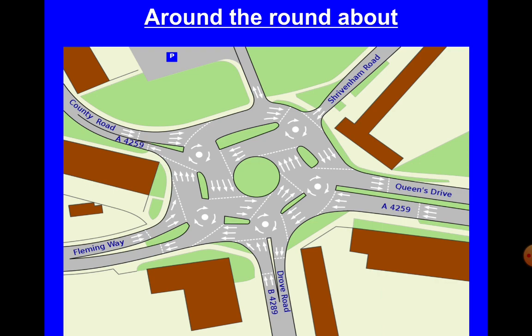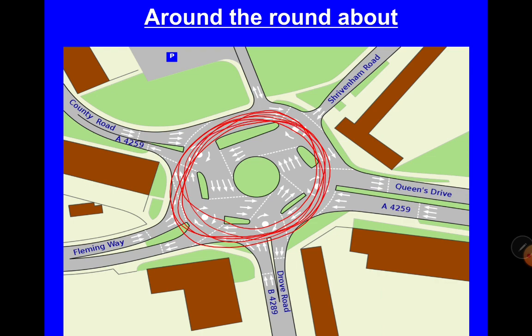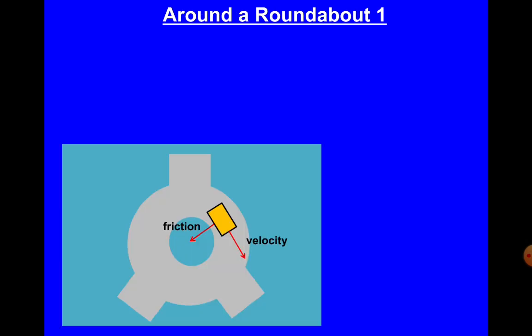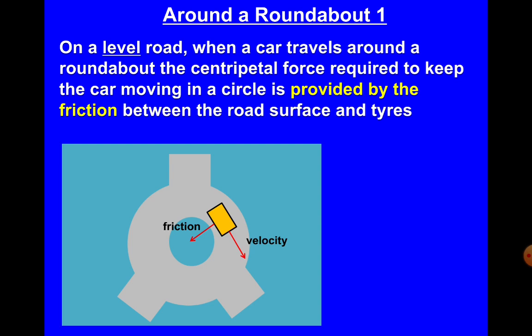What is happening when we go around a roundabout? We make that circle. Now, what is the force that keeps us moving in a circle? It needs to be a force going inward. Which force is that, do you think? That is the friction of the tires, okay? So it is the friction that keeps the car around the roundabout, and it is providing the centripetal force.